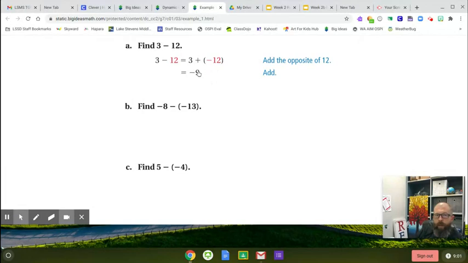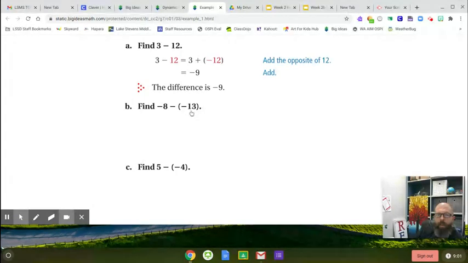So when you add negative 12, you end up with negative 9. So the difference is negative 9. If you go on a number line, you start at 3 and you go back 12 spaces, you're going to end up at negative 9. And what about this one? This says find negative 8 minus negative 13.